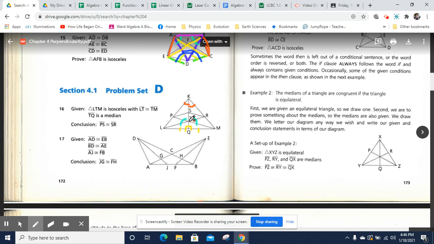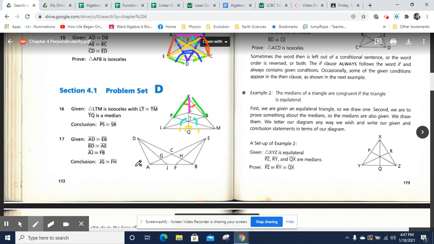Okay, and once we have that information, then we have proven pretty much everything we need to prove, actually. We can prove that KP and KR are congruent, and then we can also note that KS is congruent to itself, and therefore these top triangles are congruent, so PS and RS would be congruent. All right, let's look at the last one.